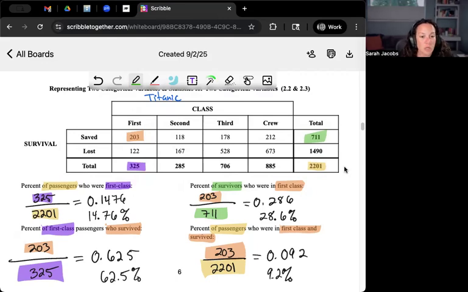Okay. I also just want to look at the percent of survivors overall. I'm just going to pop that up here. So overall percent of survivors, percent of passengers who survived, if I want to follow the same pattern.